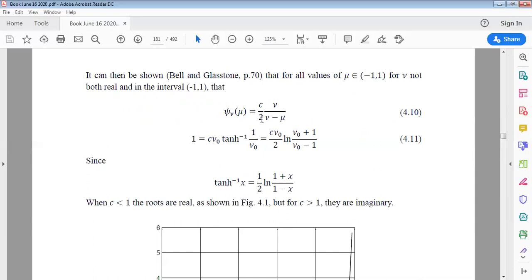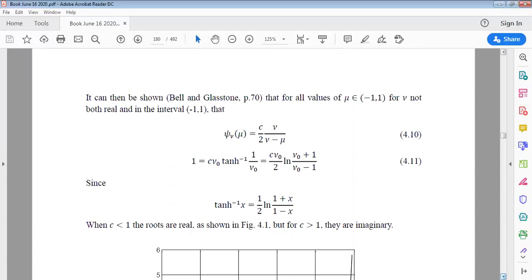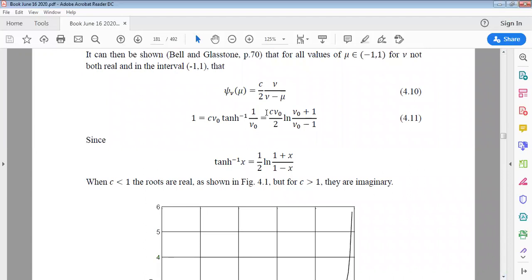Now the problem is, how do you get these things? How do you get nu? So you look at this. This is a mathematical identity that you'll find in books, because when you integrate this, when you put this back into the governing equation over here, this has got to be one, because that's the probability of neutrons scattering between minus one and one. So when you do that, then you get C nu naught over two, natural log of nu naught plus one over nu naught minus one. And you notice that this is the inverse tan hyperbolic function. So to find nu naught, the eigenvalues, you need to solve this transcendental equation.